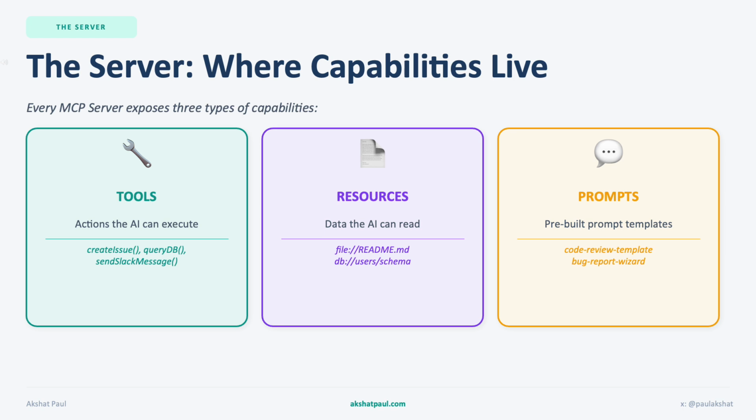Third, prompts. Prompts are pre-built prompt templates that the server exposes to the host. So a GitHub server might expose a code review prompt template or a bug report wizard. These make it easy to build consistent, well-structured AI interactions for specific workflows. Every MCP server declares its capabilities through these three primitives when a client connects. The client discovers them and the host can use them.